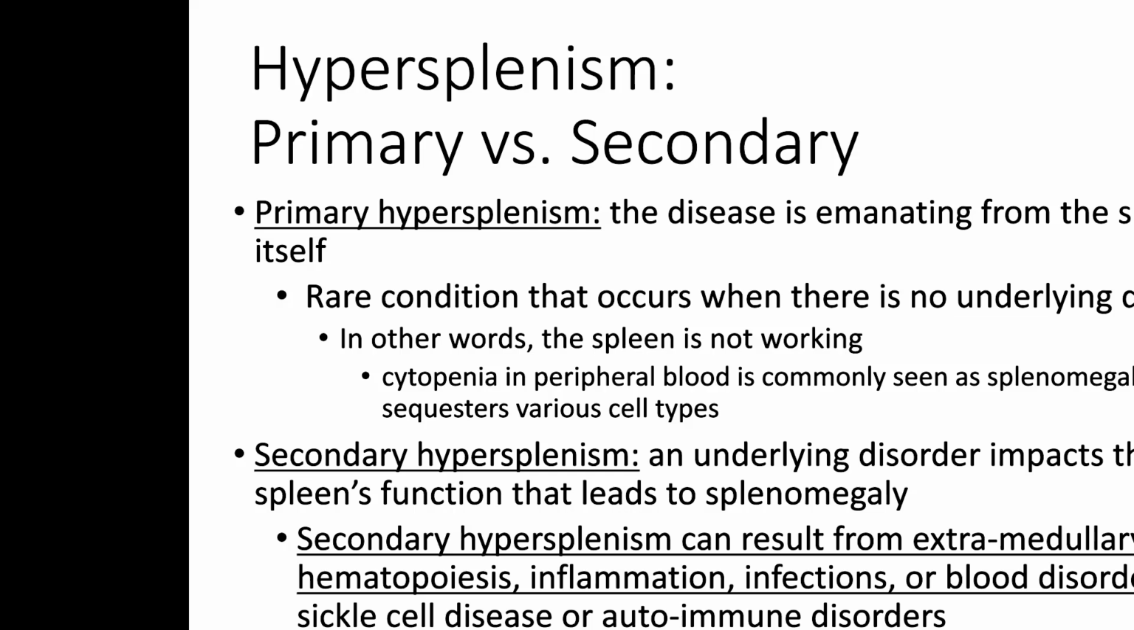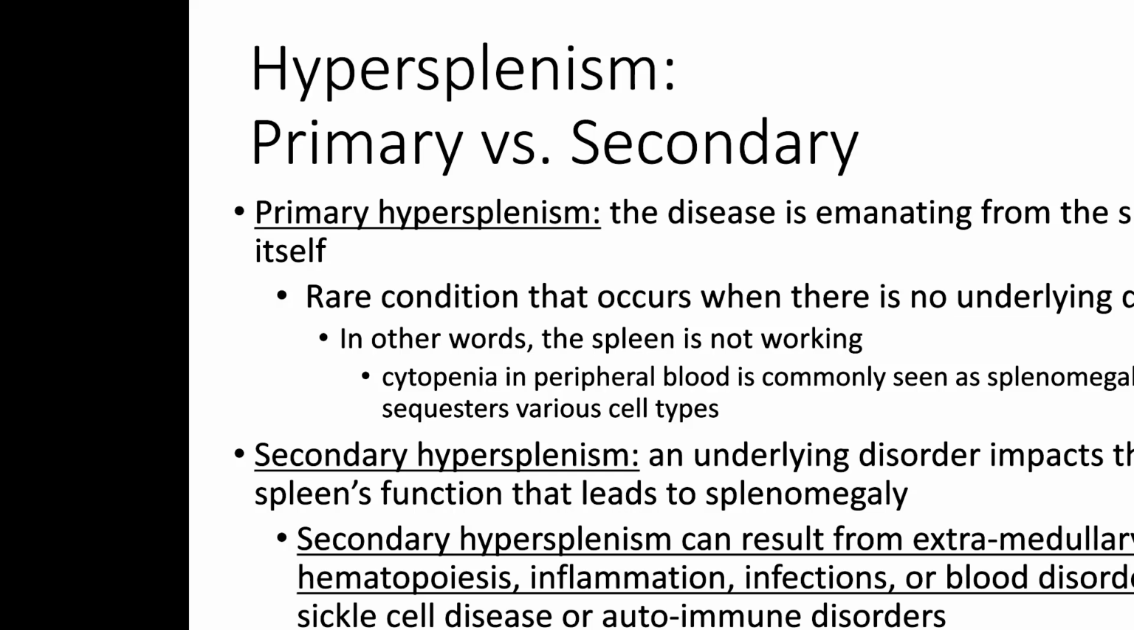Hypersplenism is just a general way to describe a condition. It can be caused by the spleen itself or due to a different disorder. If the disease is emanating from the spleen, then we call it primary hypersplenism. It's a pretty rare condition, but generally just means that the spleen has stopped working for some reason, and it's usually diagnosed by cytopenia in the peripheral blood.